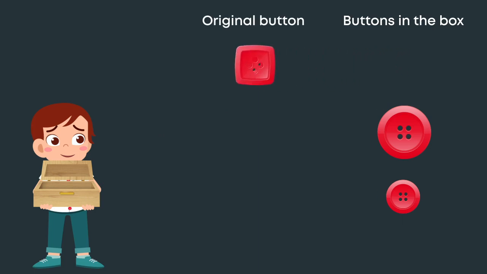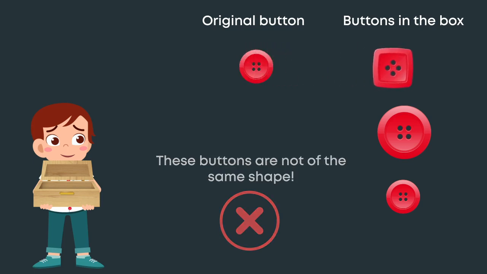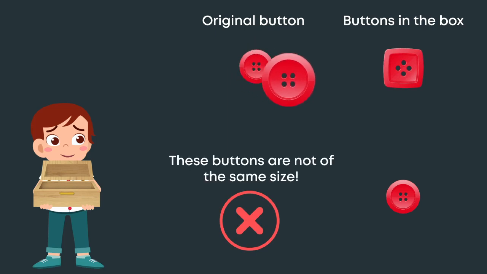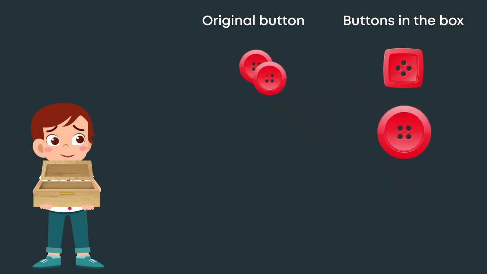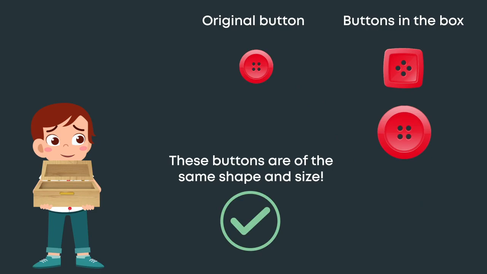He matches the first button. No, these buttons are not of the same shape. He matches the second button. Oh no, these buttons are not of the same size. He matches the third button. Hooray! These buttons are of the same shape and size.